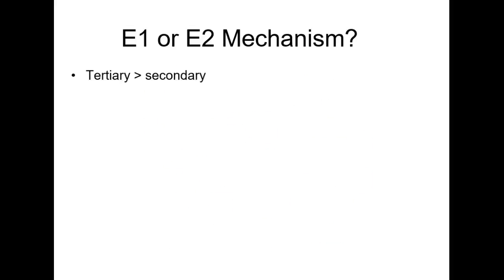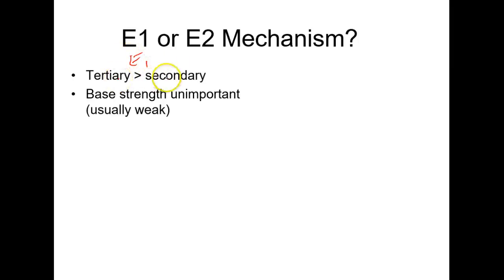So the difference between the mechanisms: tertiary is greater than secondary. Base strength is unimportant in the primary. It's usually weak. So this is for E1s. E1, tertiary is faster than secondary. For E2s, you're going to find out the same exact thing. Tertiary is faster than secondary. Base strength is unimportant.